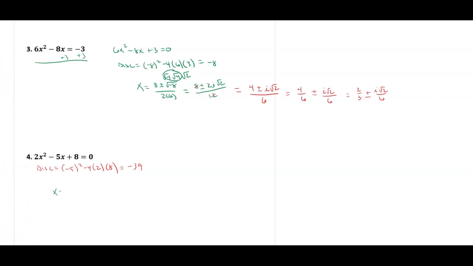So when we go to do the quadratic formula, the opposite of negative 5 is 5 plus or minus the square root of negative 39, all over 2 times 2, which would give me 5 plus or minus i root 39 all over 4. The square root of 39 cannot be simplified. Therefore, we would leave our answer as is.